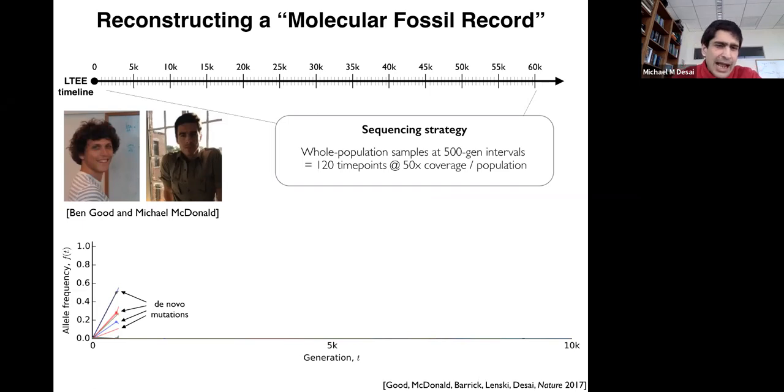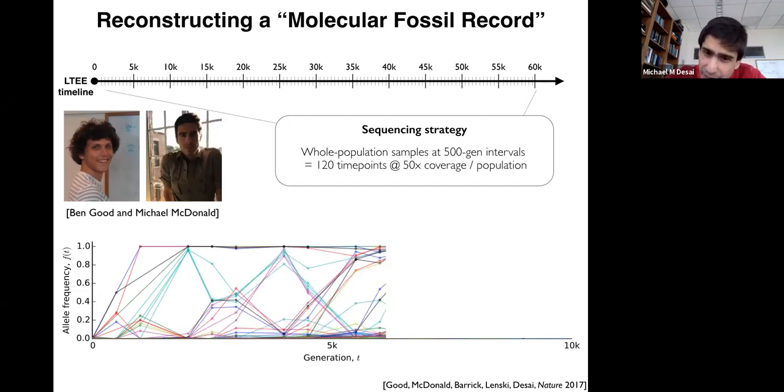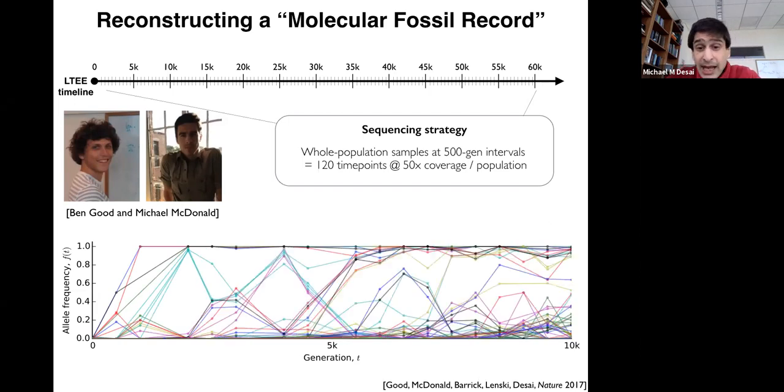And then you can sort of track what happens to them after 1,000 generations. Some of them have gone to fixation, others have gone extinct, new mutations have arisen, and we see this sort of dynamics continue through time. This is the first 10,000 generations of one of the populations.